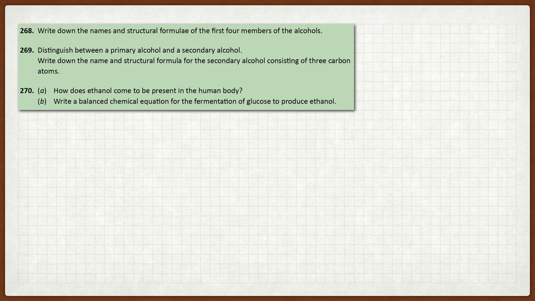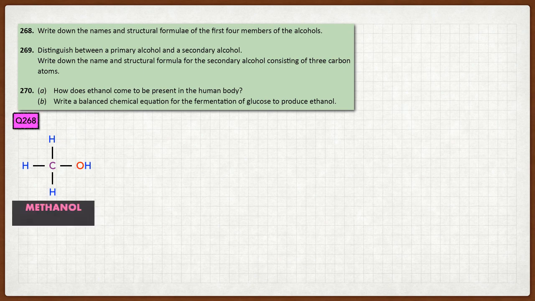Question 268. We're asked to write down the names and structural formulae of the first four members of the alcohols. And this is quite straightforward. It's simply the same as drawing an alkane, except you're replacing one of the hydrogens with an OH group. Methanol is the first member. CH3OH is how the molecular formula would generally be written, with the OH separated from the rest of the molecule, because that tells us we're dealing with an alcohol.